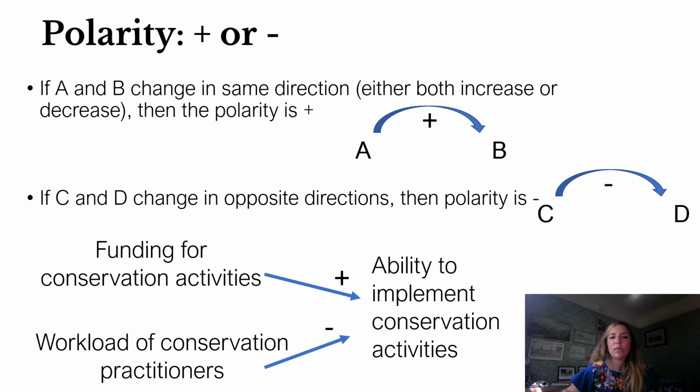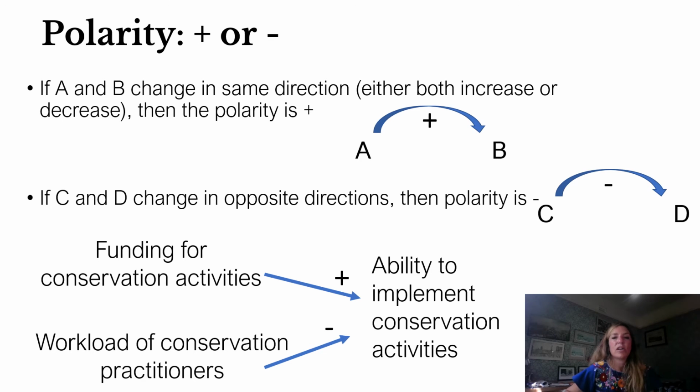And the direction in which those changes occur is indicated by the polarity. So that's the second element of causal loop diagrams. And the polarity can either be positive or negative. So for example, if A and B change in the same direction, whether they increase or decrease, then the polarity is positive. So you can see there's a plus sign indicated in the diagram on the arrow. And if two variables change in the opposite direction, such as C and D, then the polarity is negative. And you can see that with the minus sign on the arrow linking the two variables.